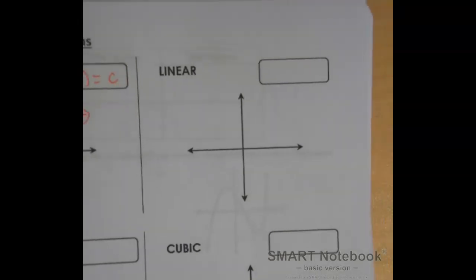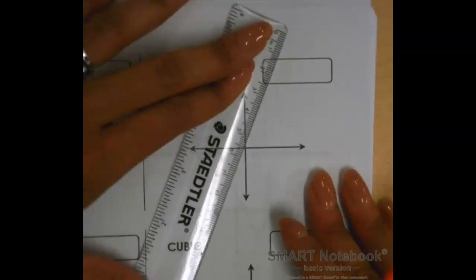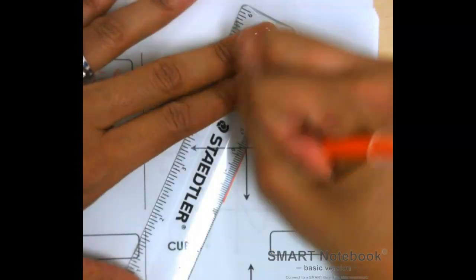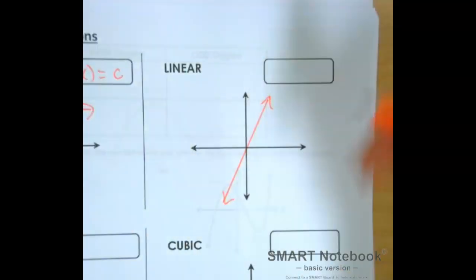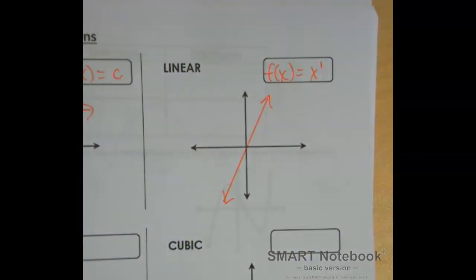What did you draw out? Something that's slanted? That works. So I'm going to draw something with a positive looking slope like this. And f of x would equal x to the first power. You can put y equals mx plus b, but just for this regular line, we're just going to do x to the first power. So I'm mainly looking at your exponents here.